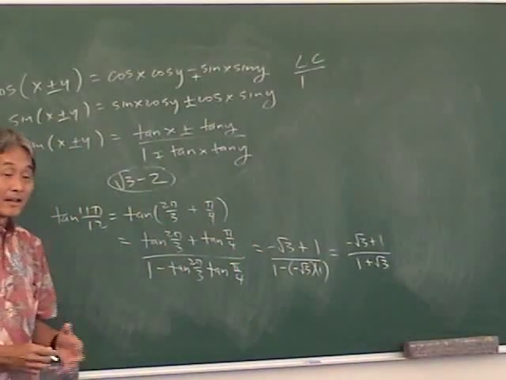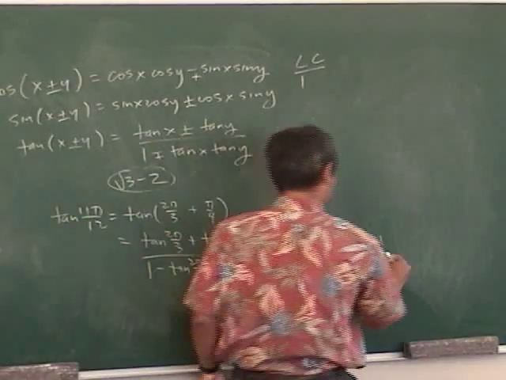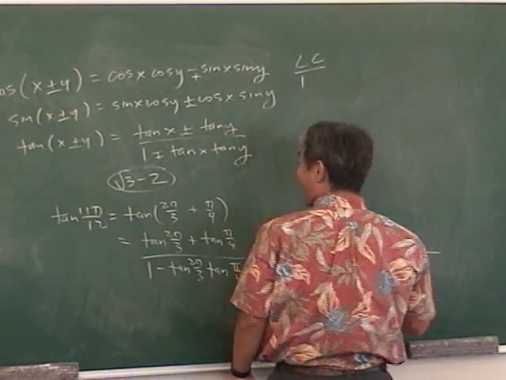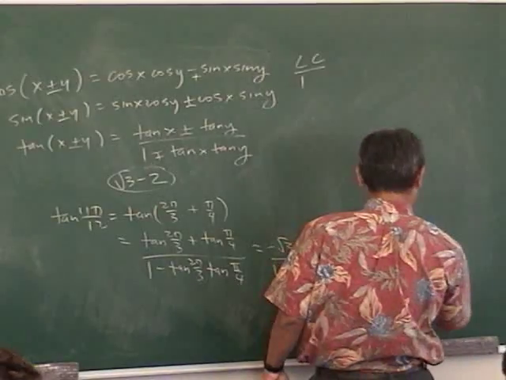Now we have to simplify that. And how do we learn how to simplify this? Conjugate. Multiply by the conjugate. Was that on the test? Yeah, it was. So you multiply top and bottom by the conjugate of the denominator.